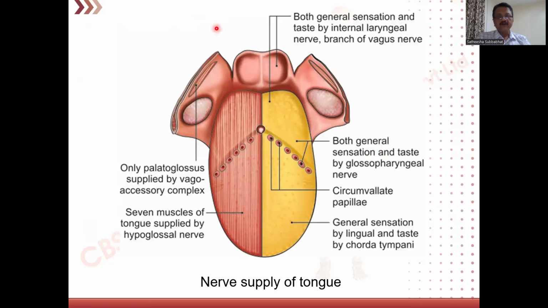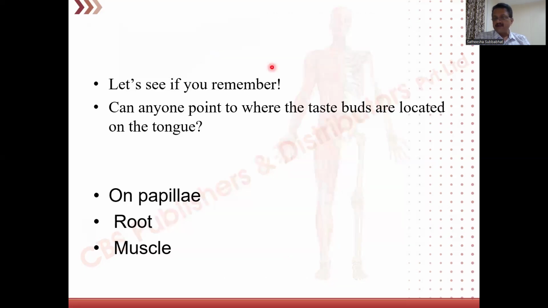Now coming to the nerve supply of the tongue. Being a muscle, it is supplied by motor nerves. All the muscles are supplied by hypoglossal nerve, except palatoglossus, which is supplied by vago-accessory complex. Whereas the sensory part, the anterior two-third is by lingual nerve, general sensory, chorda tympani nerve, special sensory, except circumvallate papillae, which is supplied along with the posterior one-third by the glossopharyngeal nerve, both general and special sensory. Whereas posterior most is supplied by the internal laryngeal nerve, branch of the vagus.